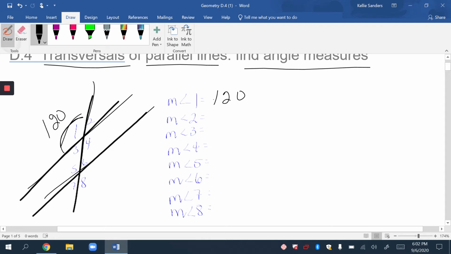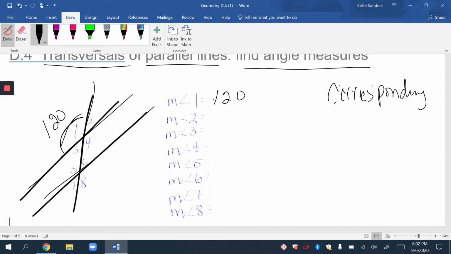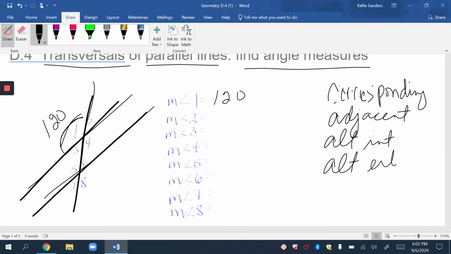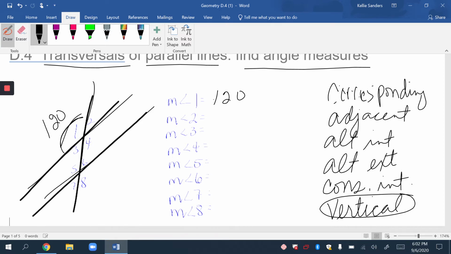So, what do we know? We know corresponding angles. We know adjacent, alternate interior, alternate exterior, consecutive interior, and vertical. Let's use vertical.